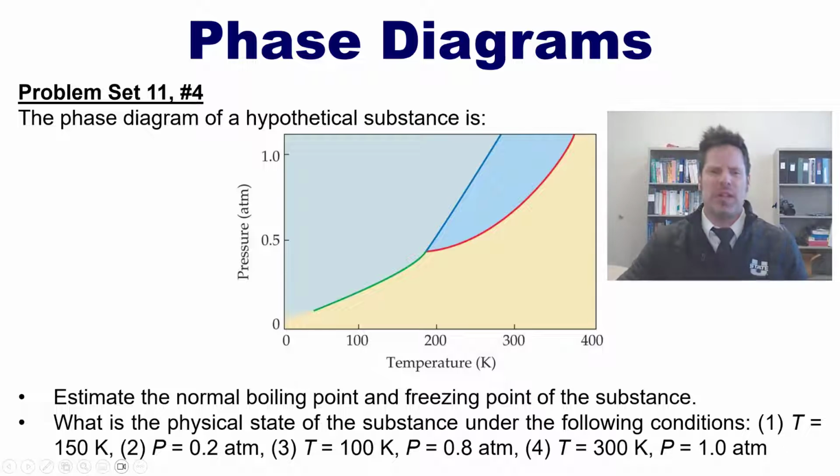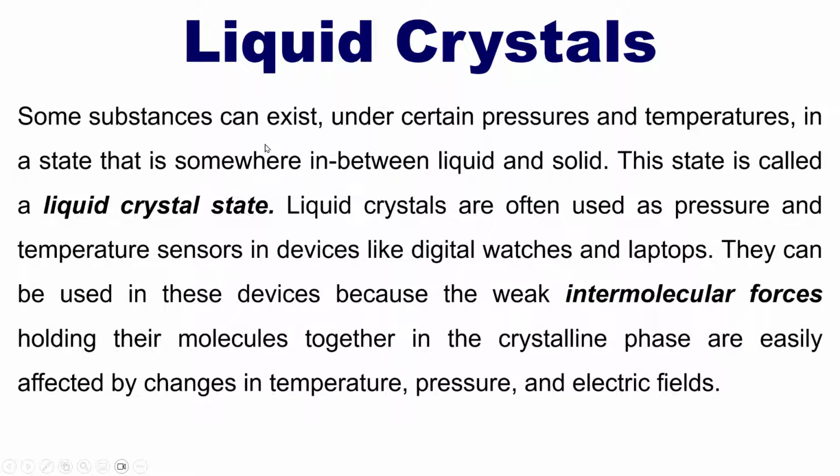We end then with liquid crystals. So some substances can exist under certain pressures and temperatures in a state that is somewhere in between liquid and solid. This state is called a liquid crystal state. Liquid crystals are often used as pressure and temperature sensors in devices such as digital watches and laptops, as well as touch screens on tablets and phones. Now, they can be used in these devices because the weak intermolecular forces holding their molecules together in the crystalline phase are easily affected by changes in temperature, pressure, and electric fields. You can see then that they're very useful.